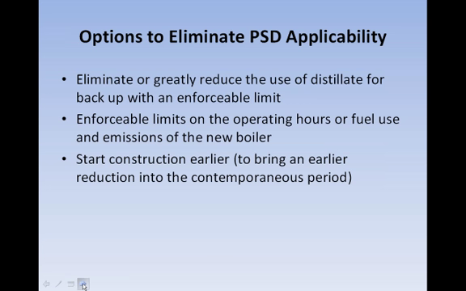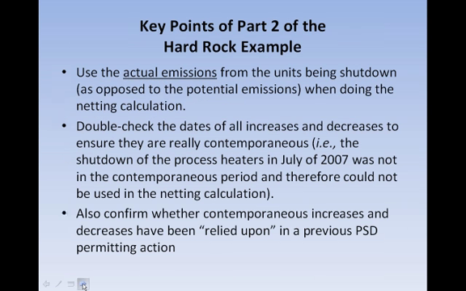Hard Rock could also take enforceable limits on the operating hours or the fuel use and the emissions of the new boiler. And Hard Rock could start construction earlier. This would actually bring into the contemporaneous period the reduction from the shutting down of the process heater that would reduce the net emissions increase to less than 75,000 tons per year, therefore not triggering PSD.